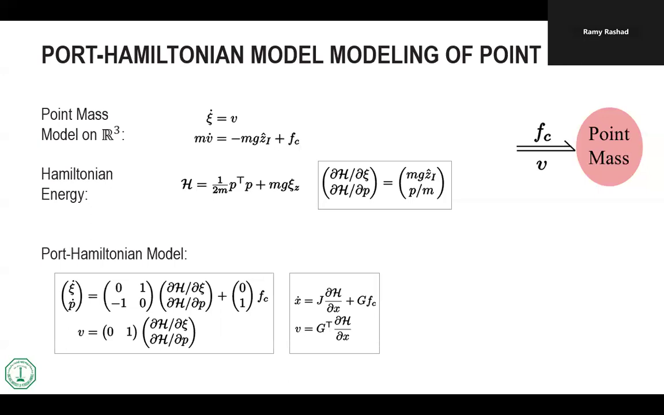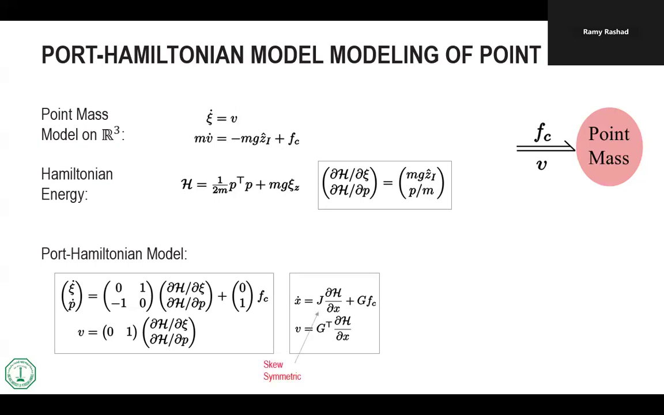So here the energy function, the total energy, which is the Hamiltonian, is the sum of the kinetic plus the gravitational potential energy. The gradients of this Hamiltonian function with respect to these two states are given by the following. You can always rewrite the original dynamics into this Port-Hamiltonian form, and in the end we have this generic structure.